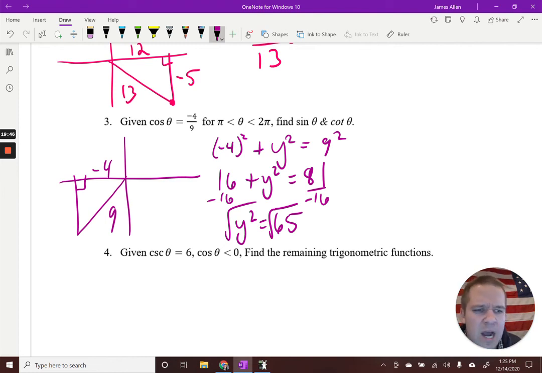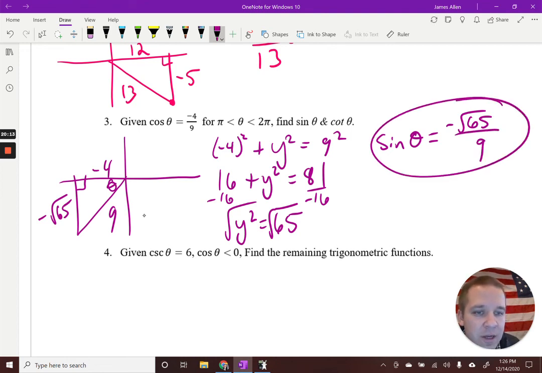I'm not going to get any pairs. So we have the square root of 65, but since it is going down, I would be negative square root of 65. And now I'm ready to find sine, which is opposite, negative square root of 65, over the hypotenuse of 9, and finding cotangent. That's going to be adjacent over opposite, negative 4 over negative square root of 65. So that will turn positive, right? But I do need to rationalize.